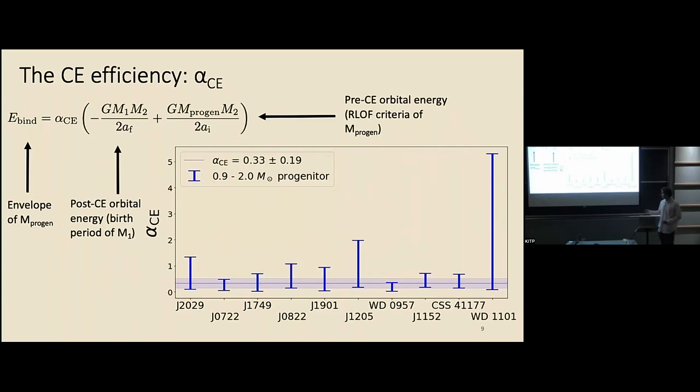If I assume that a single value of alpha CE should be involved in the creation of all 10 systems, all 10 binaries, then an alpha CE of about 0.2 to 0.4 works best. I sort of fitted for the value of 1/3, just using these error bars, these ranges.